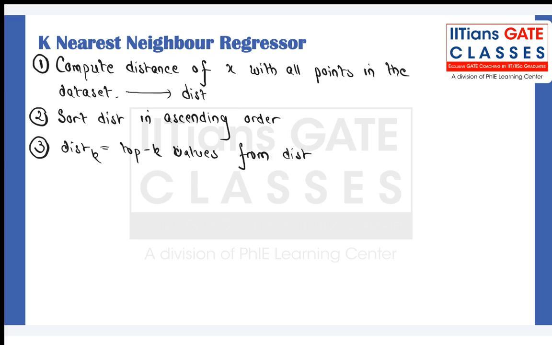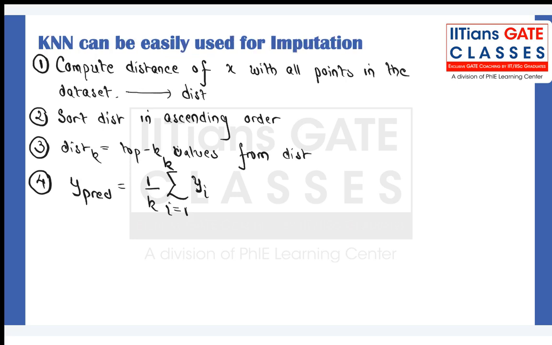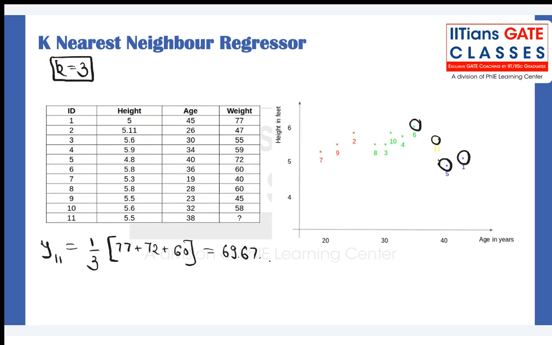And finally, your y pred is nothing but 1 by k summation of i equal to 1 to k of the corresponding y value of the given test point. Okay, very simple algorithm. Now the question lies, how will you compute the loss function? 0, 1 loss you can't do here because there is no 0, 1 here. It could contain any value from any set of integers. How will you calculate the loss?